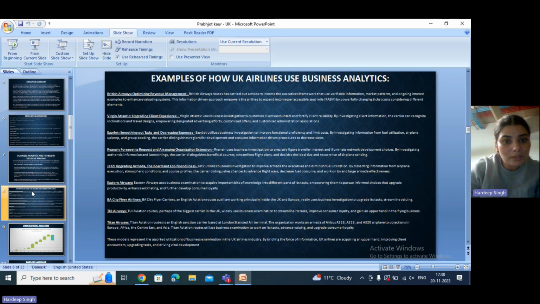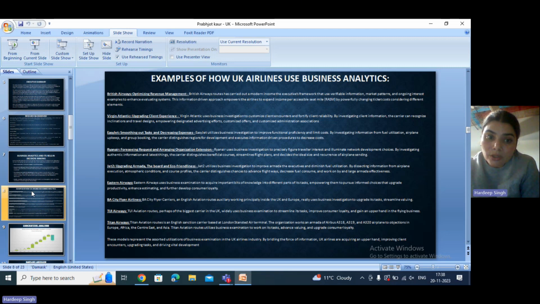Whereas Eastern Airways uses business examination to acquire important bits of knowledge into different parts of its operations, enabling them to pursue further development and business analysis. City Flyer Airlines, BA City Flyer, is a British Airways subsidiary working principally inside the UK and Europe.